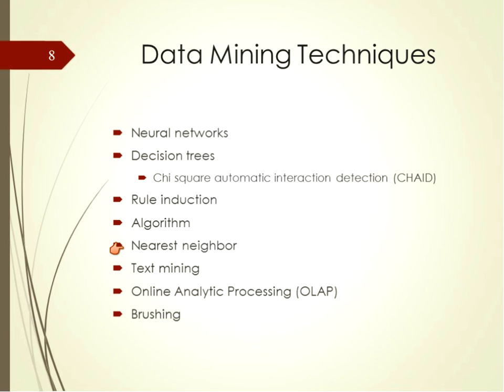Nearest neighbor analysis classifies each record in a data set based on a select number of its nearest neighbors. This technique is sometimes known as the k-nearest neighbor.